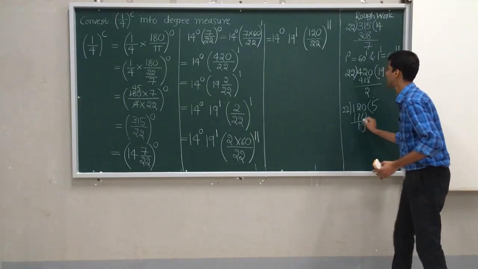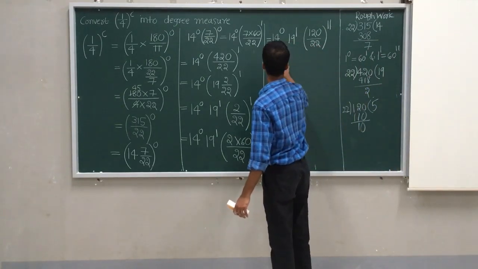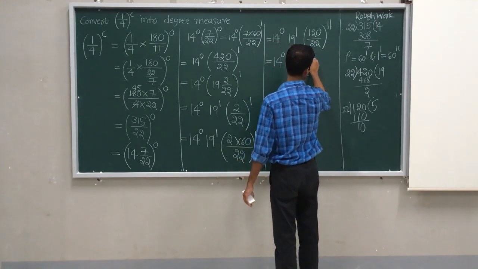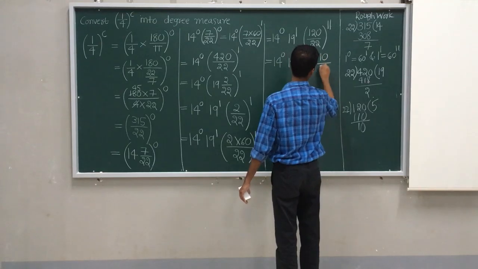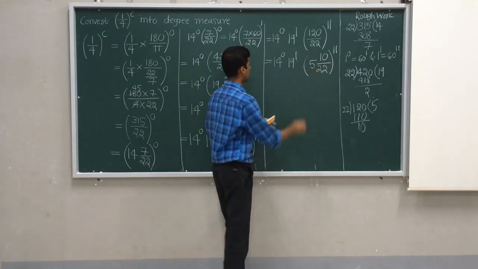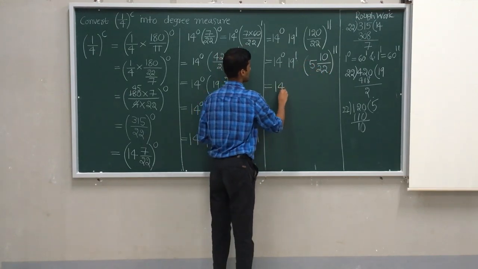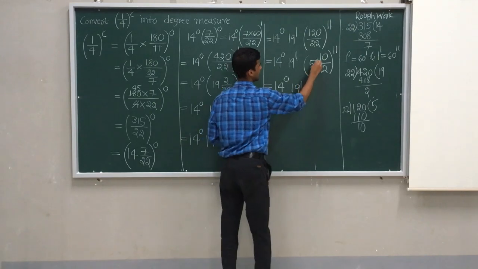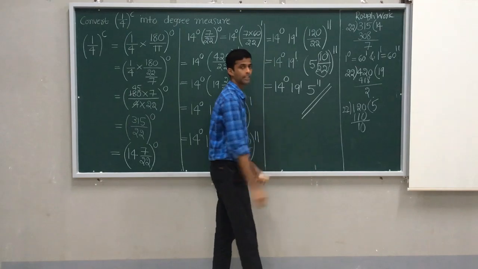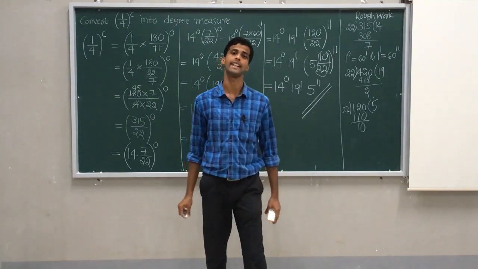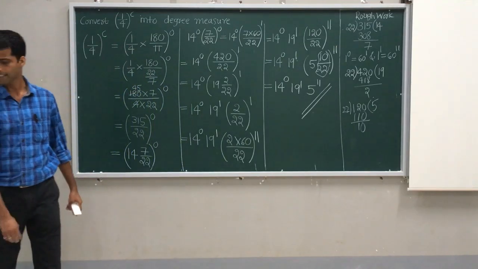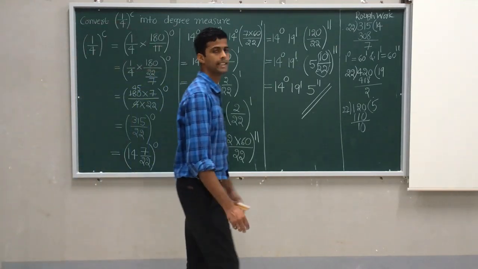110 divided with 10. So I can say it is 14 degree 19 minutes. And I can say here 5 10 by 22 seconds. So anyhow it is a fraction. I got my destination. Alright, 14 degree 19 minutes. I will neglect this particular term. Alright, 5 seconds only. This is the final answer for 1/4 radian. 1/4 radian is approximately 14 degree 19 minutes and 5 seconds.